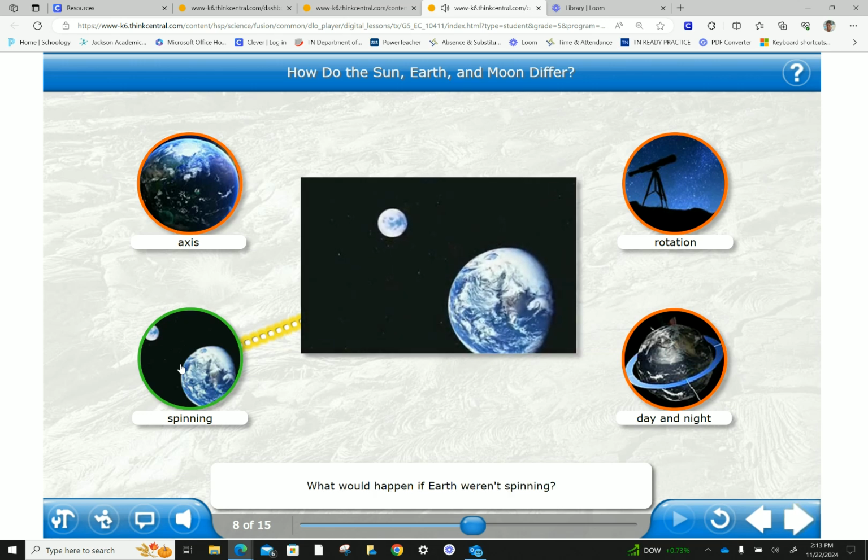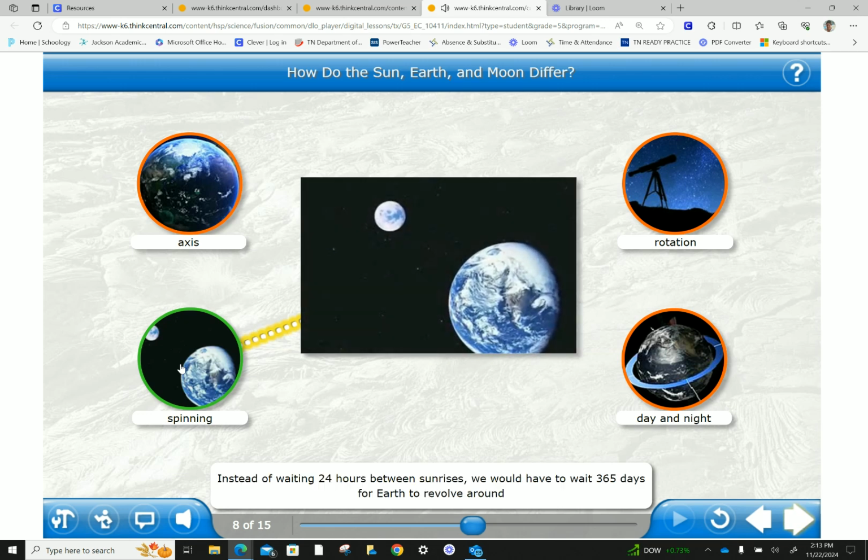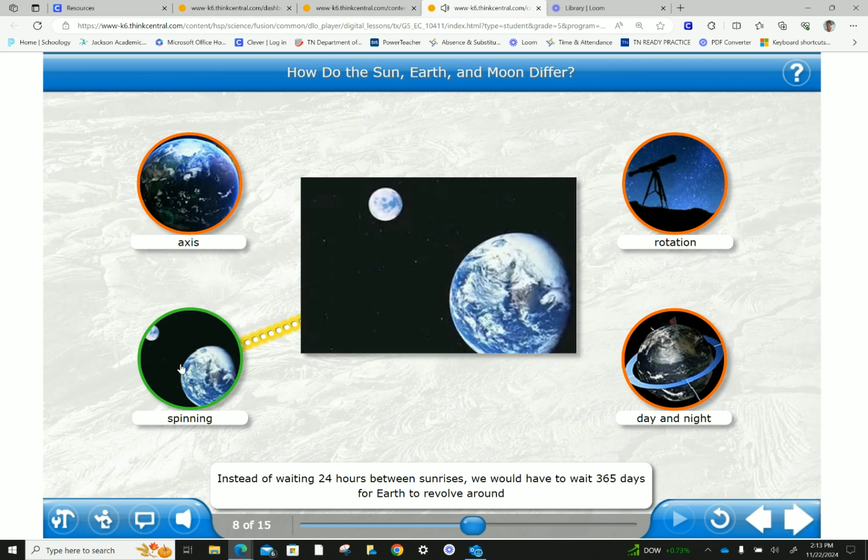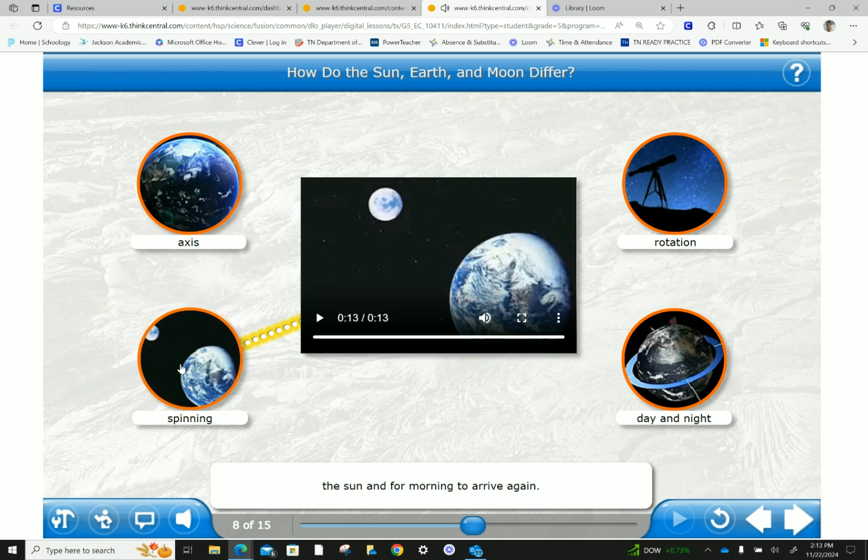What would happen if Earth weren't spinning? Instead of waiting 24 hours between sunrises, we would have to wait 365 days for Earth to revolve around the sun and for morning to arrive again.